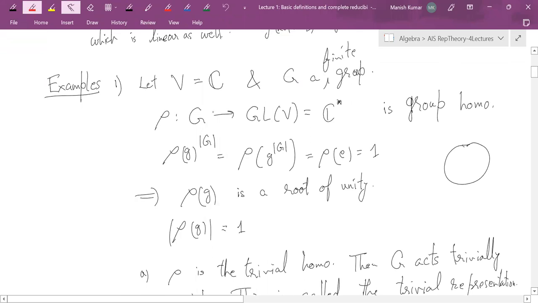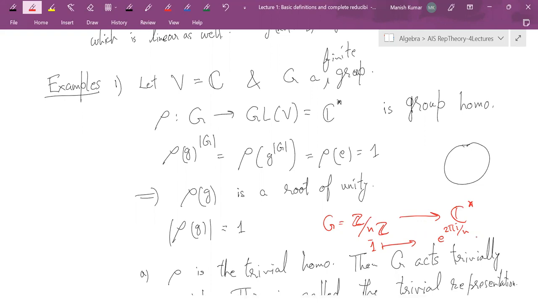I have given you an abstract example here, so to speak. So you take some group, Z mod N Z. If G is Z mod N Z, then you can give a map to C star, a group homomorphism which sends 1 bar to e to the power 2 pi i over n. And then you know where 2 bar has to go, the square of this, and so on. So this is a group representation, a non-trivial group representation of Z mod n. If you send everything to 1, then it will be a trivial representation, and so on.